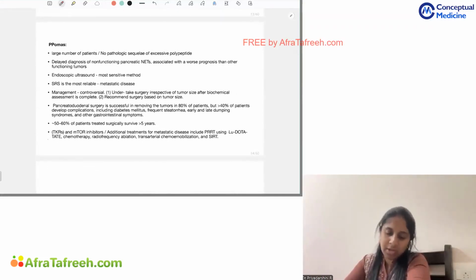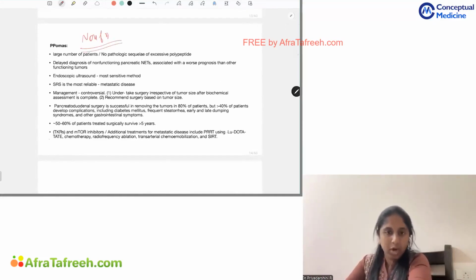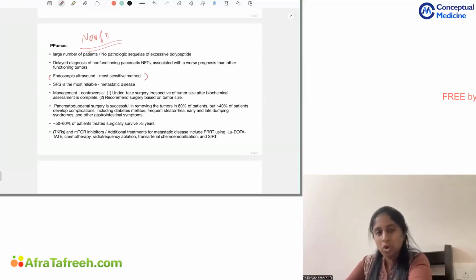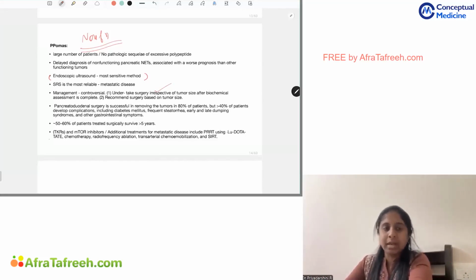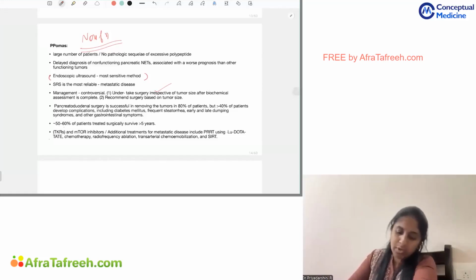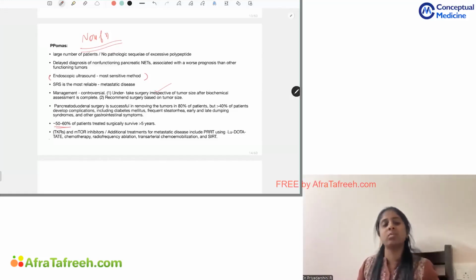PPOMAs, which are non-functioning pancreatic polypeptidomas. Same thing, endoscopic ultrasound would be the most sensitive method. SRS is most reliable. Again, the management is very, very controversial. Most of the surgical oncologists prefer going ahead with surgery because we don't know which tumor will go for a rapid spread. So the ideal thing is to undertake surgery irrespective of the tumor size if it is non-functioning. Non-functioning indicates that it is dedifferentiated. So definitely there is a very high risk that it will metastasize. Only 50 to 60% who are treated surgically will survive more than 5 years.